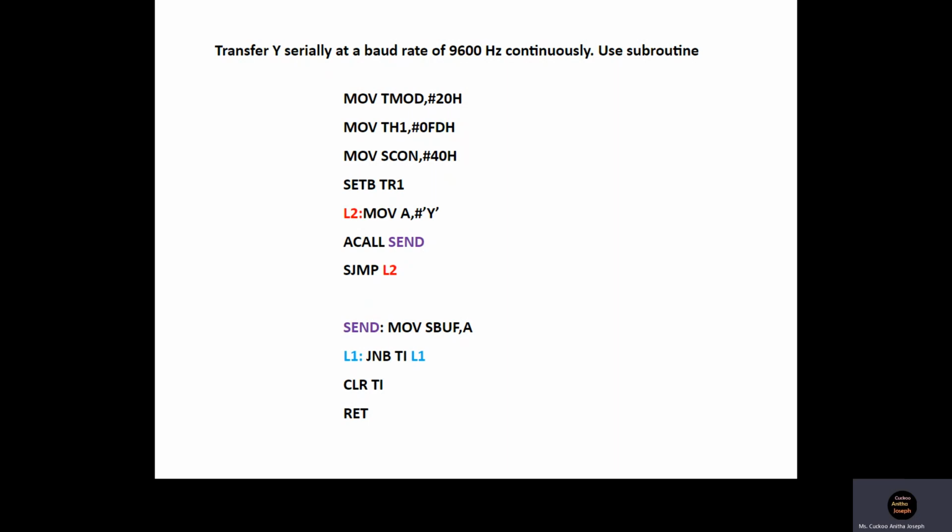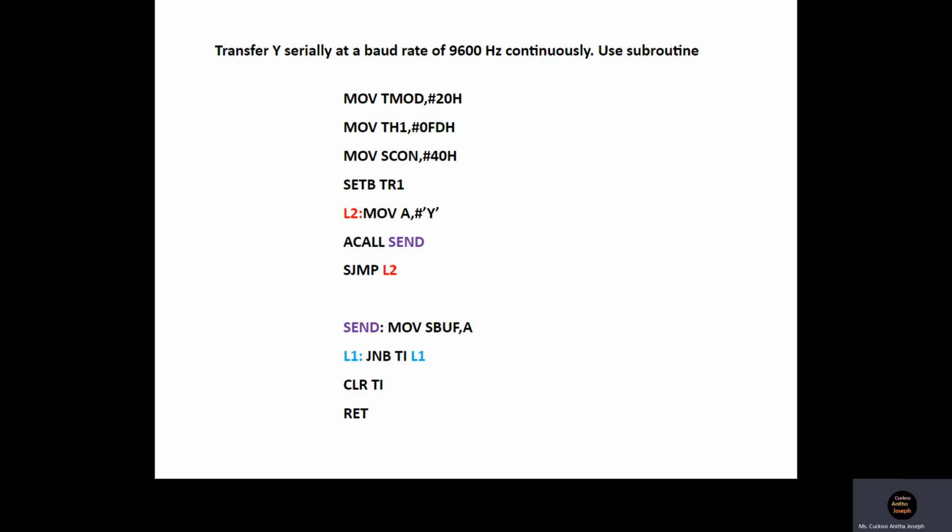The bit pattern is 0, 1, 0, 0, 0, 0, 0, 0. So the hexadecimal equivalent of this binary pattern will be 40H. So the first step is to load SCON with the value 40H. The instruction for that is MOV SCON, #40H. This will select serial communication mode 1.